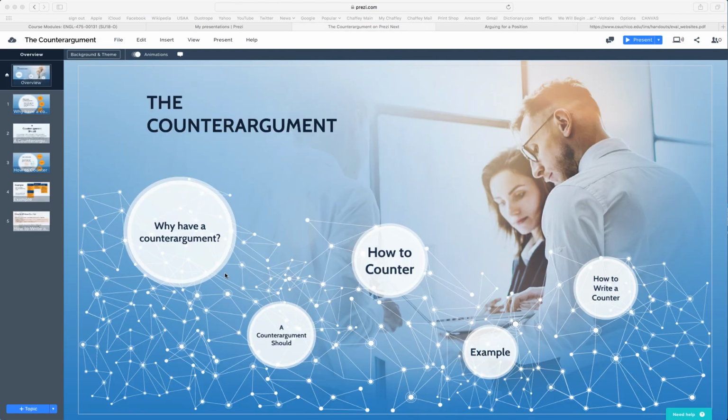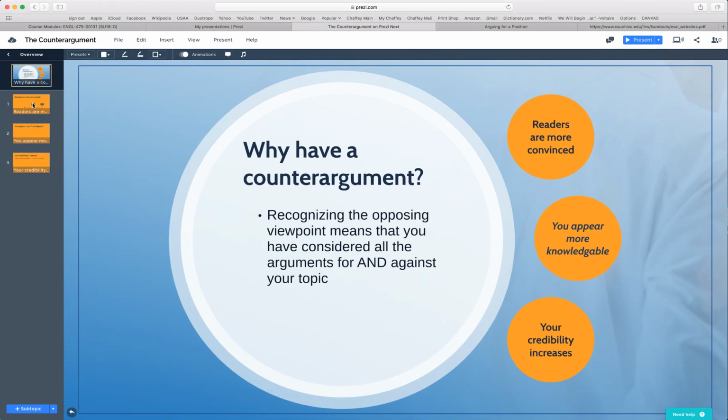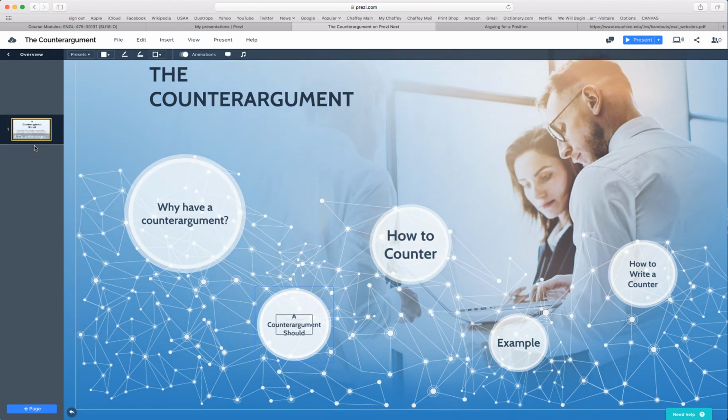So I just briefly want to go over counterargument here a little bit more in depth, so that way you have a better idea of what it should look like. So essentially, having a counterargument means that you have considered all the arguments for and against your topic. This is really important for you to look like the most reasoned arguer out there. It makes you look really well informed. It's not that you just arrived at that opinion based on nothing. Your readers are going to be more convinced because you've done all the work on that. You're really knowledgeable, and it increases your credibility as a writer.